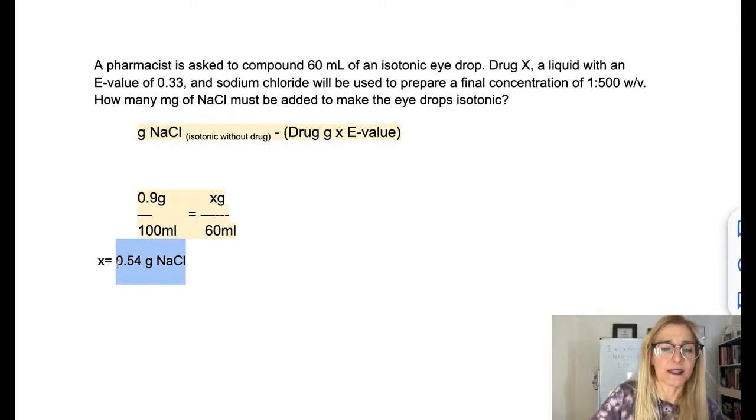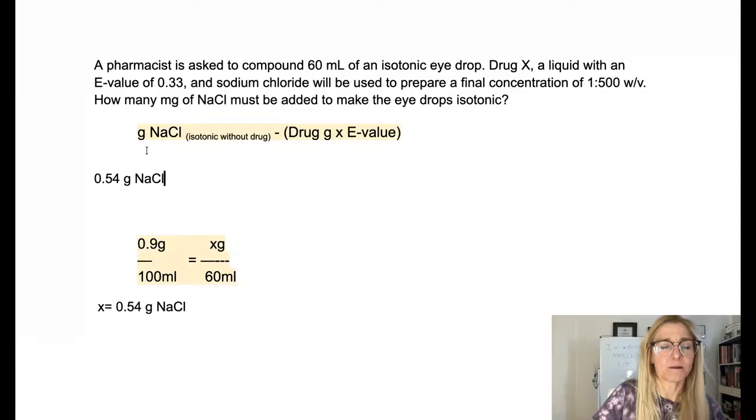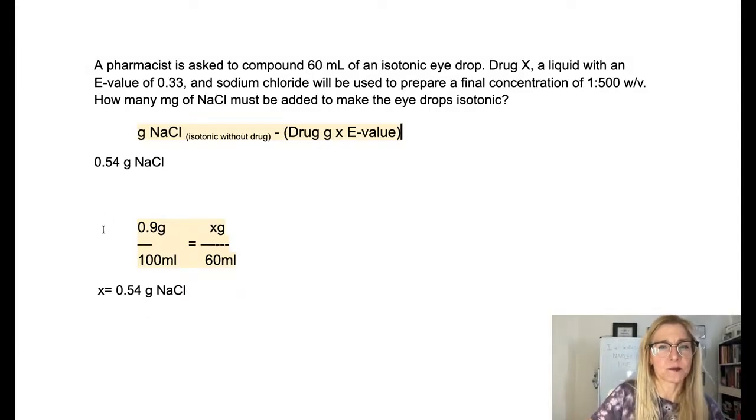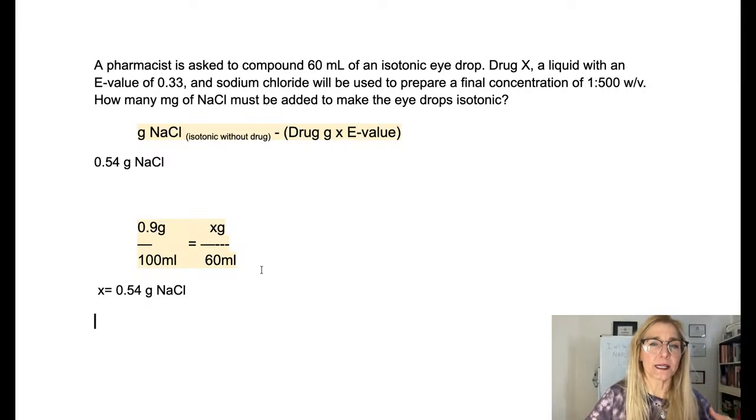I can even take this, copy, and why don't I place it right below? So I'm filling in the blanks. My next step is to find the grams of drug. I have the E value, I could plug that in, but the grams of drug are going to be found using this ratio strength.